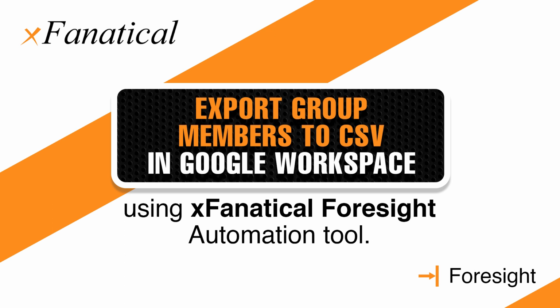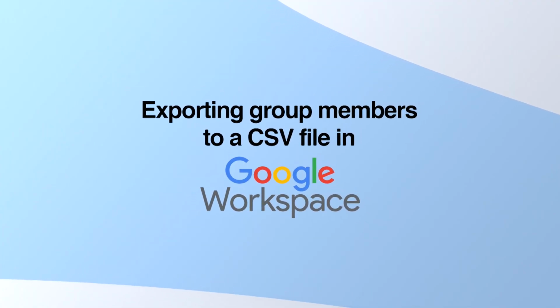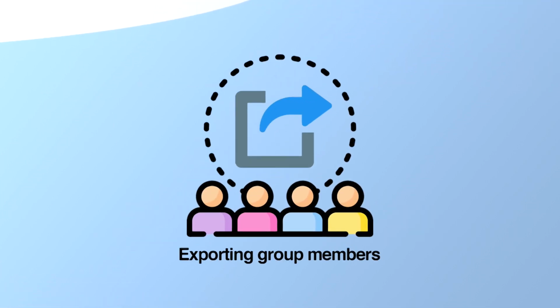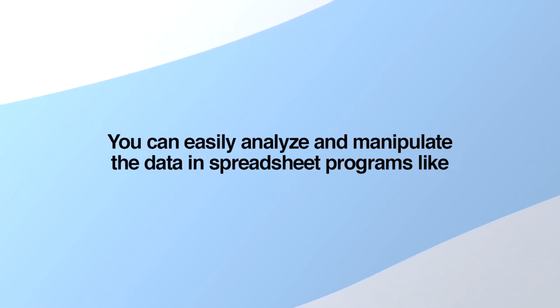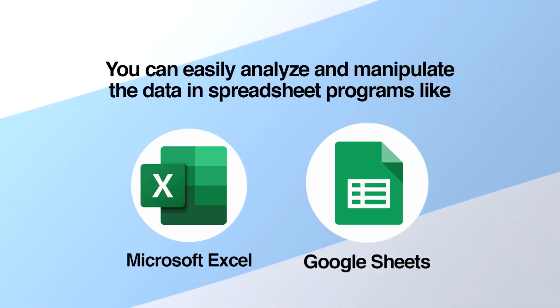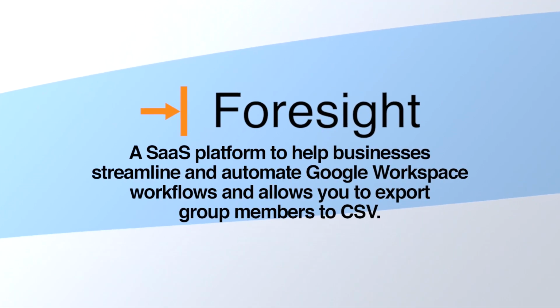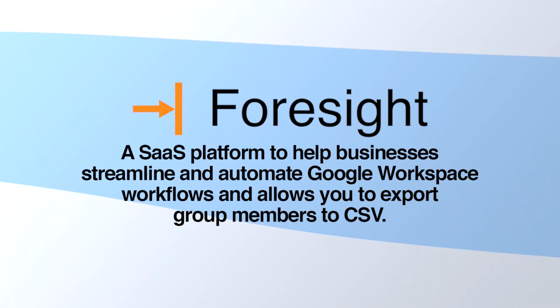In this short video, I will demonstrate how to export group members to CSV in Google Workspace using xFanatical Foresight automation tool. Exporting group members to a CSV file in Google Workspace can be a useful way to manage your organization's user data. By exporting group members, you can easily analyze and manipulate the data in spreadsheet programs like Microsoft Excel or Google Sheets. Foresight is a SaaS platform to help businesses streamline and automate Google Workspace workflows and allows you to export group members to CSV.